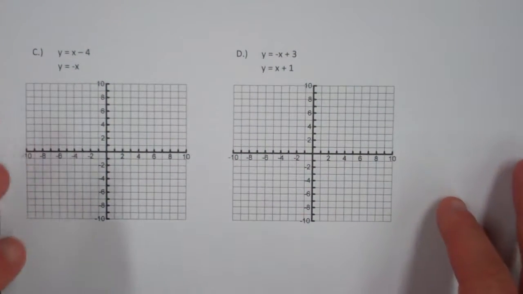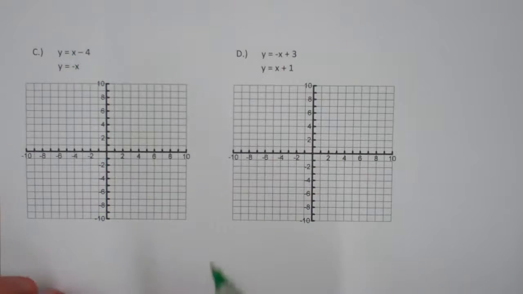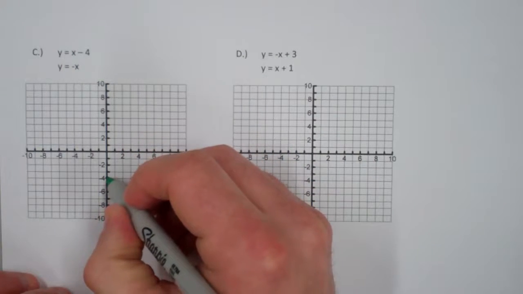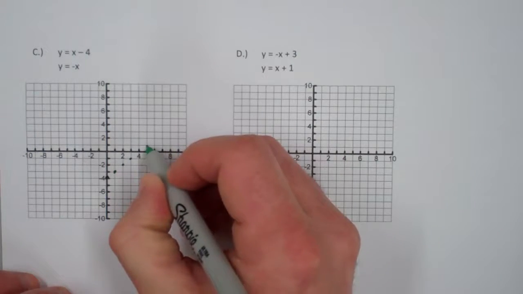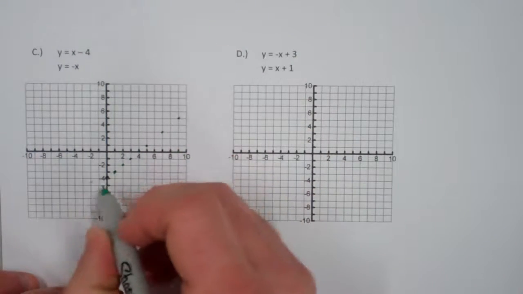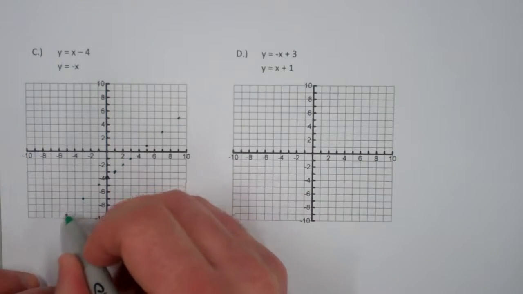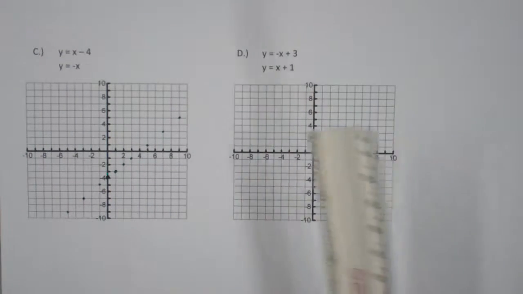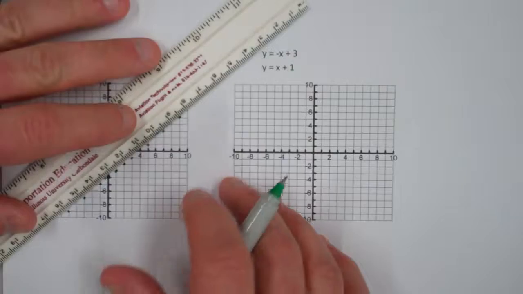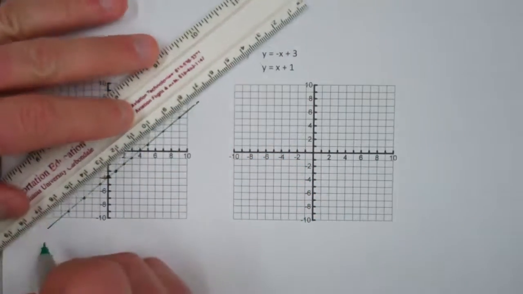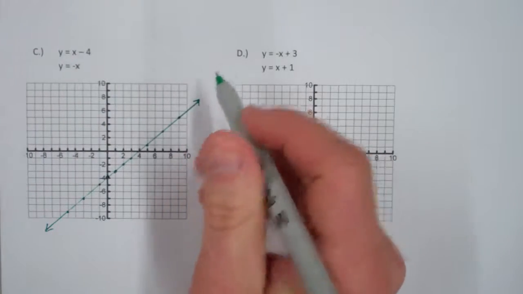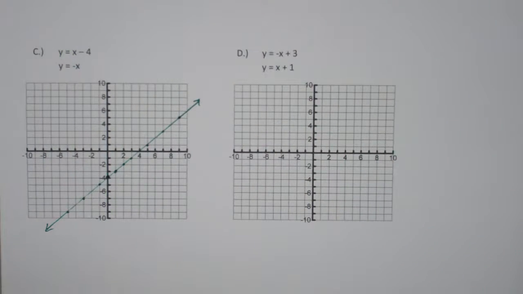Alright, so we've got y is equal to x minus 4. That one's already in slope-intercept form. So we're down here at 4. We're going to go up 1, right 1, and so on. So we could skip a few blocks if we wanted to. Graph a little bit faster. So let's see. We're just going to connect these guys up. I think this ought to do it. There we go. So that's the first one.